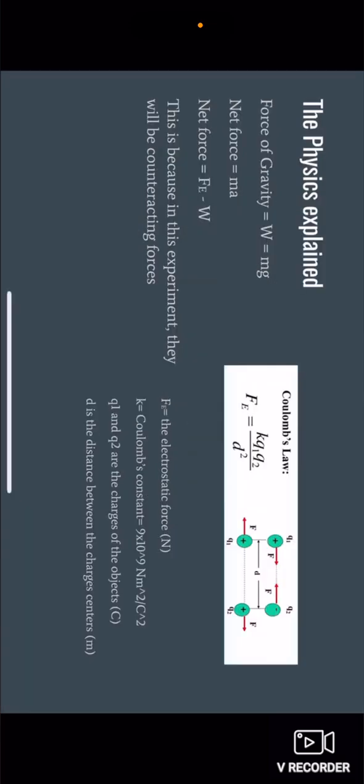So the physics explained, pretty much you needed to know Coulomb's law and the force of gravity. The force of gravity is m times g. Coulomb's law, as you can see written on the screen, is looking at the electrostatic force: Coulomb's constant multiplied by the values for the two charges of each of the objects, all over the distance squared. You set that equal to the force of gravity, just because they're going to equal out each other in the situation.